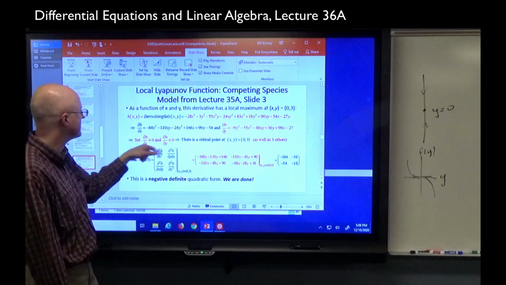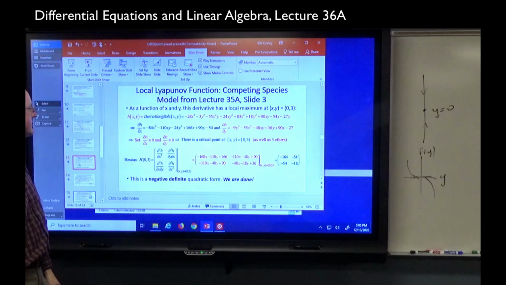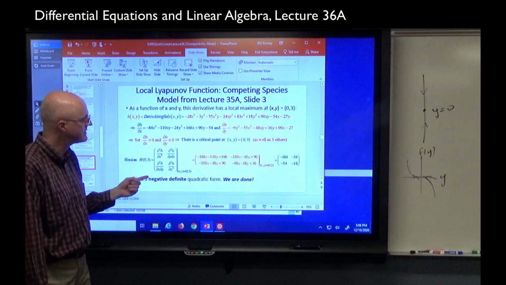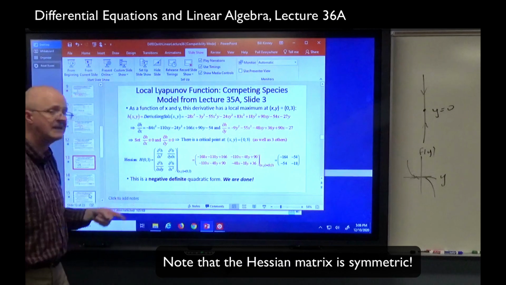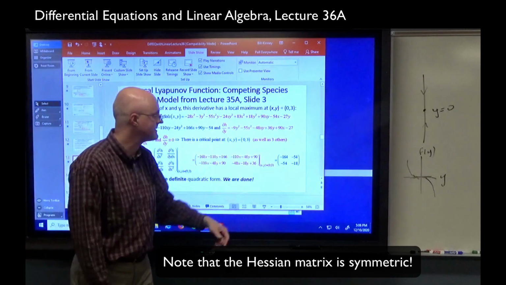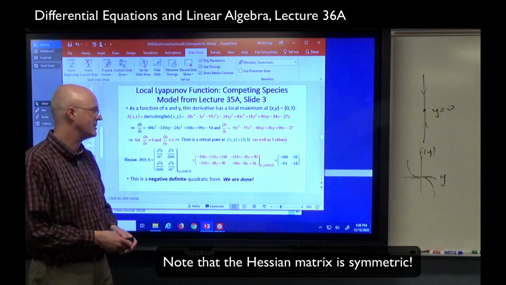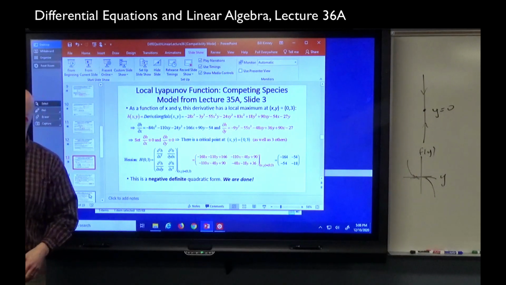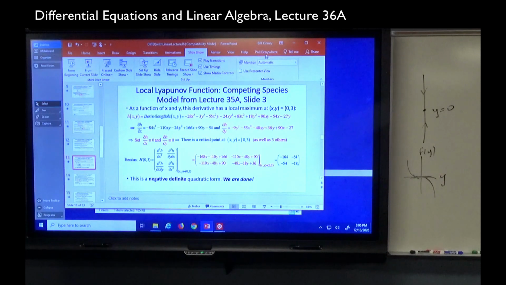set those equal to 0 to find critical points. There is one at 0, 3, as well as 3 others. Something called the Hessian matrix allows you to get this matrix, which is negative definite, it turns out. This has negative eigenvalues, and that's what implies that this function is a local Lyapunov function. Yeah, lots of details there in 1 minute, but that's all we have time for because we need to finish this lecture A.